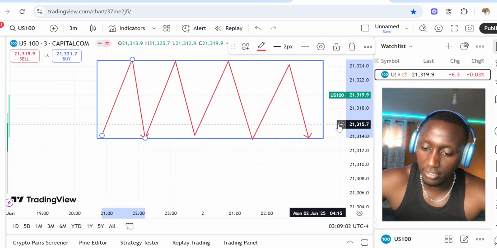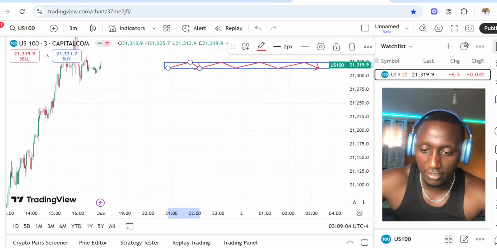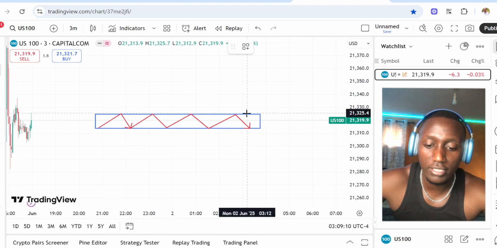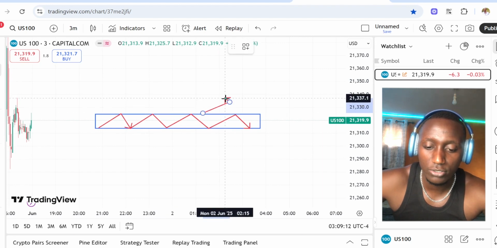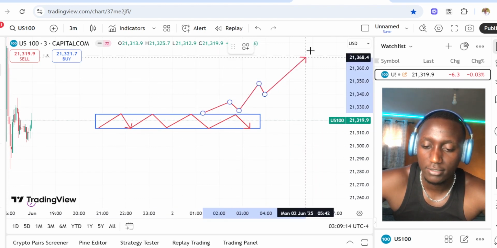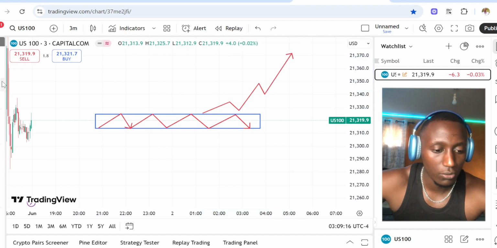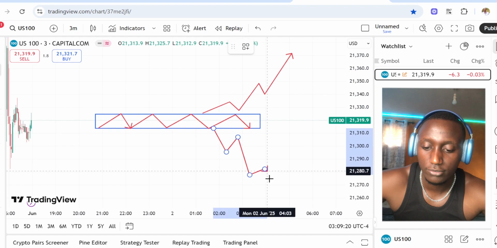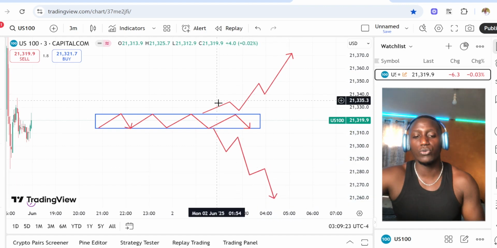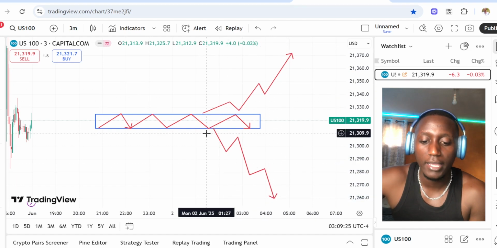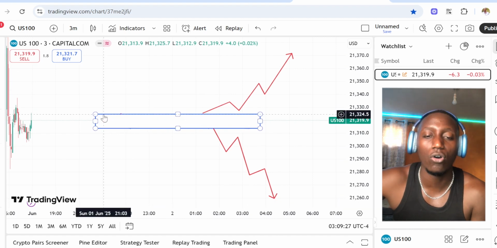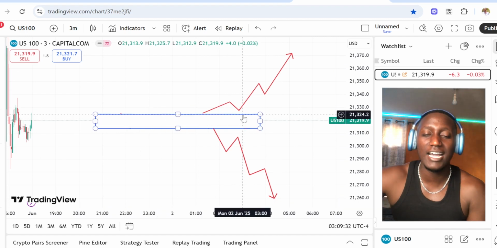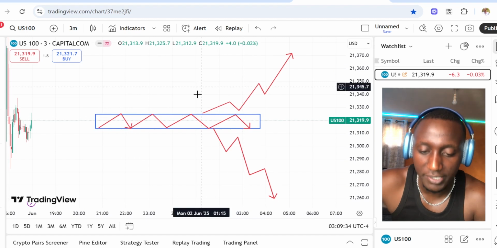The second thing is either we break out and trend upwards, or we break out to the downside and continue going down. So the markets will either go up, go down, or stay within a trading range. And there are many different ways to represent this.